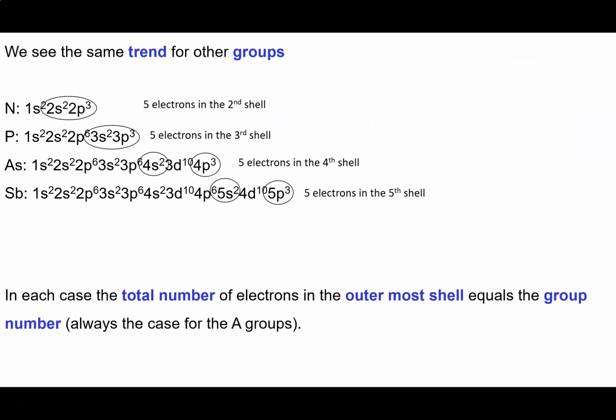Let's have a look at another group. This is group 5A. This is your nitrogen group, so it's nitrogen, phosphorus, arsenic, and antimony, and we see the same kind of thing. We've got 5 outer electrons in the second shell, and sure enough, they're in group 5A, and it's in period 2.